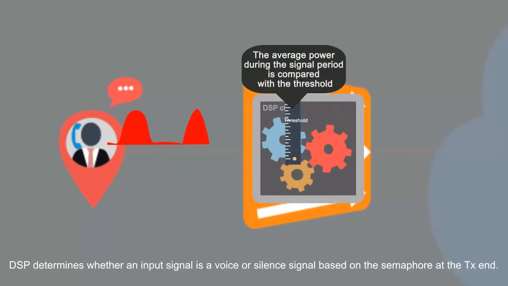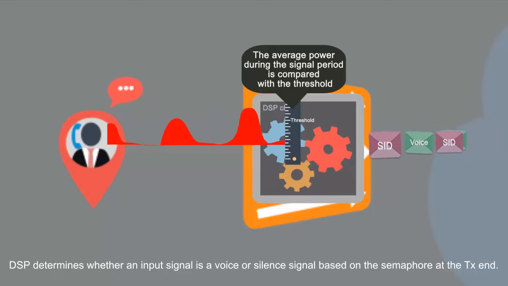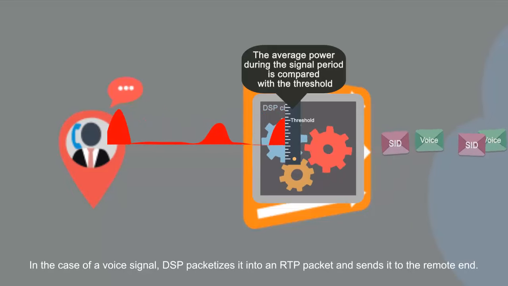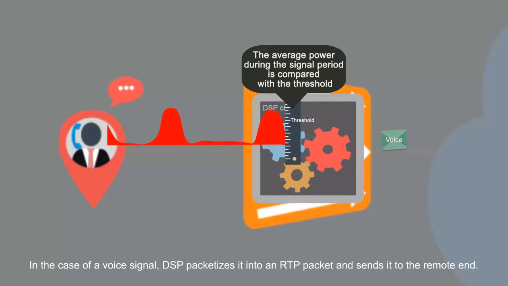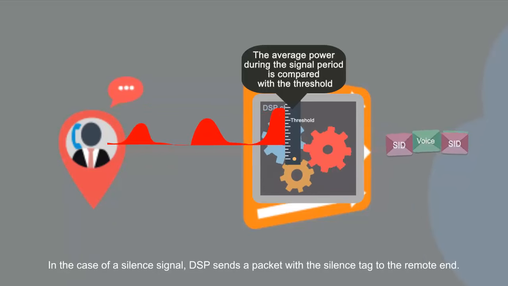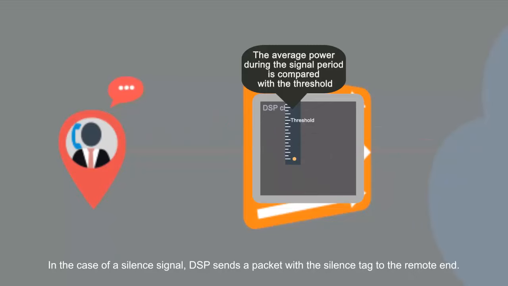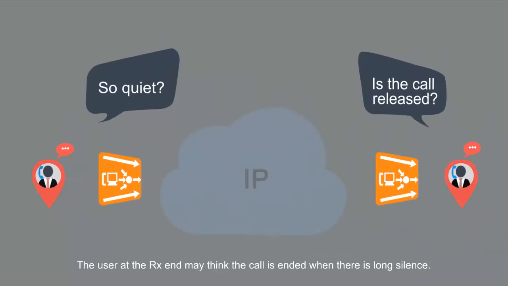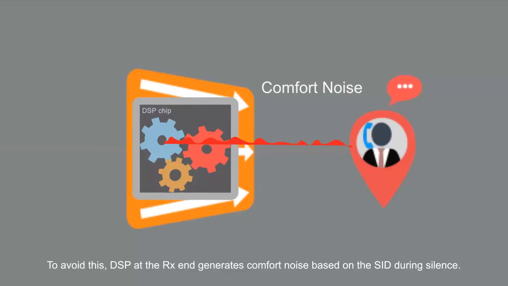DSP determines whether an input signal is a voice or silence signal based on the semaphore at the transmit end. In the case of a voice signal, DSP packetizes it into an RTP packet and sends it to the remote end. In the case of a silent signal, DSP sends a packet with a silence tag to the remote end. The user at the receive end may think the call is ended when there is a long silence. To avoid this, DSP at the receive end generates comfort noise based on the SID during silence.